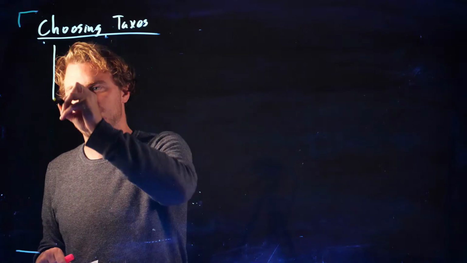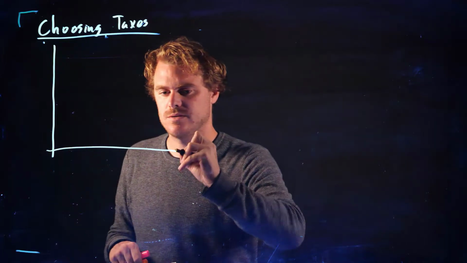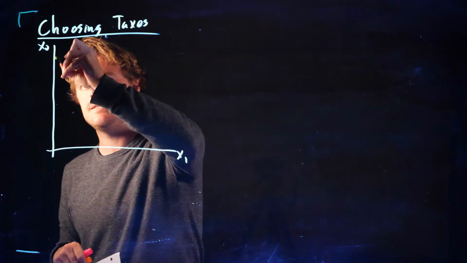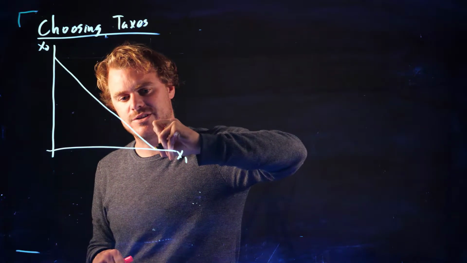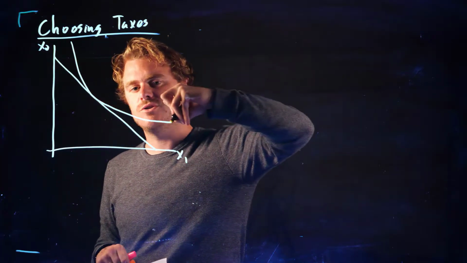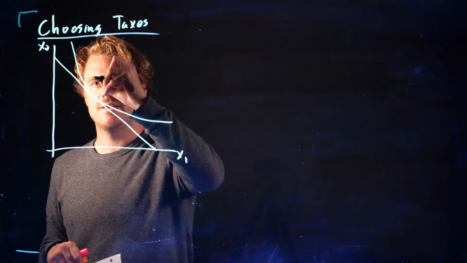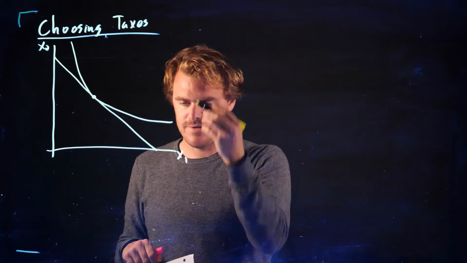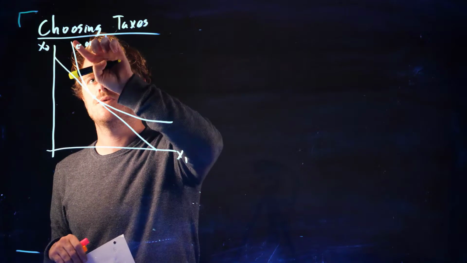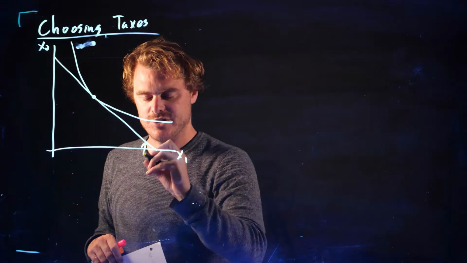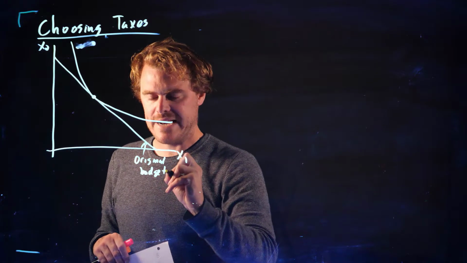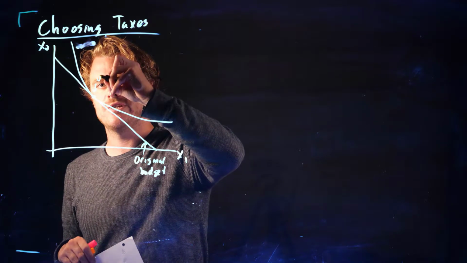All right, so let's just draw out the amount of good 2 and the amount of good 1. Let's say this is the original budget constraint. We had some original optimal quantity. So this yellow-green color is the original. Let's say this is the original budget for any of the taxes, and this was the original optimum.